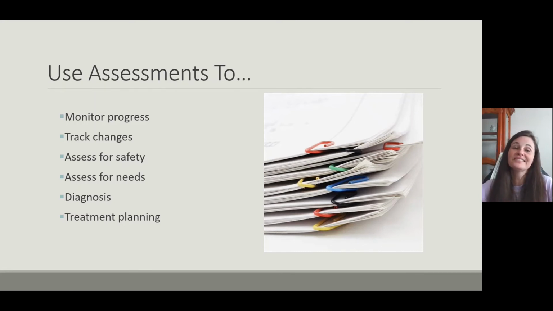You can use those assessments to assess for safety. You can assess her alcohol use. You can assess for suicidal ideation. You can assess for homicidal ideation. You can assess for safety of other people that are involved in her life that may need to have that protection. You can assess for need.